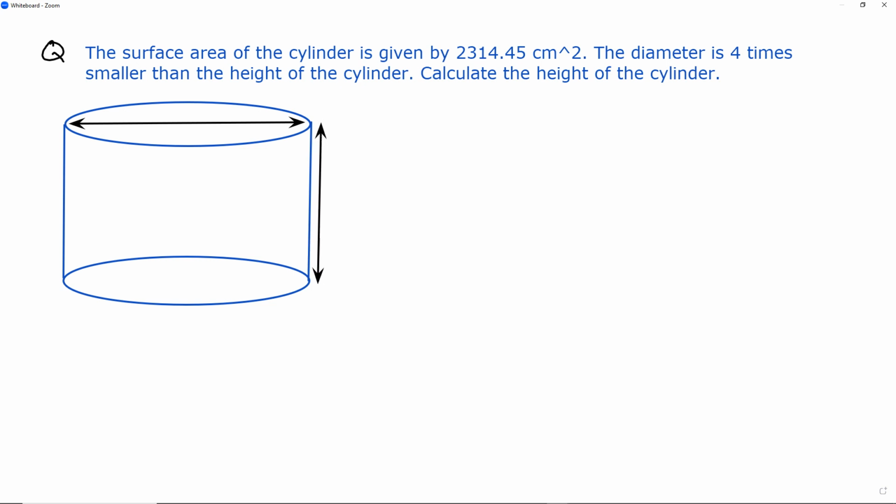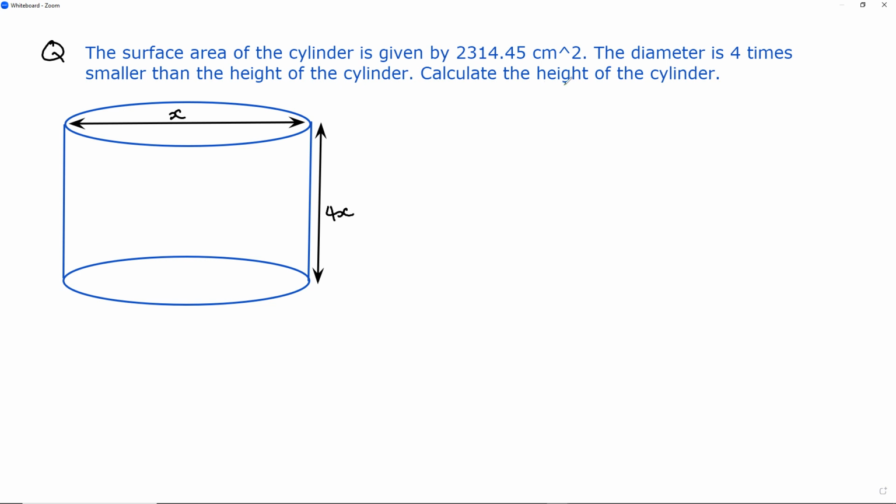And what we know is that if the diameter is x, then the diameter is 4 times smaller than the height. So then the height has to be 4x. So this is not drawn to scale. The other option is if I let the height equal to x, then the diameter will become x divided by 4. Either way I can choose, right? I'm going to use the other one because it looks easier. So if I make this x, I know this is 4x.